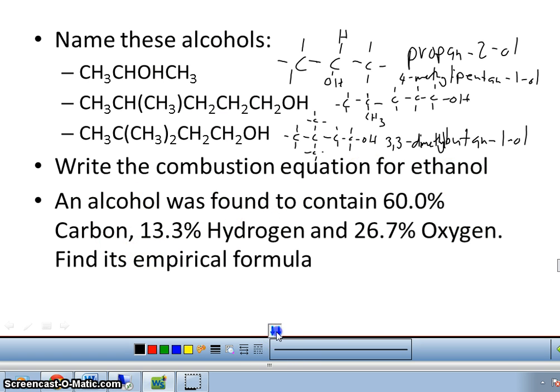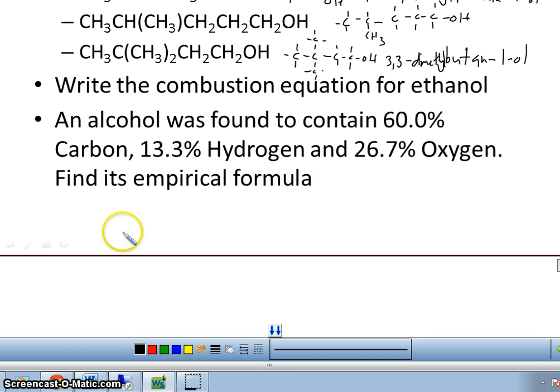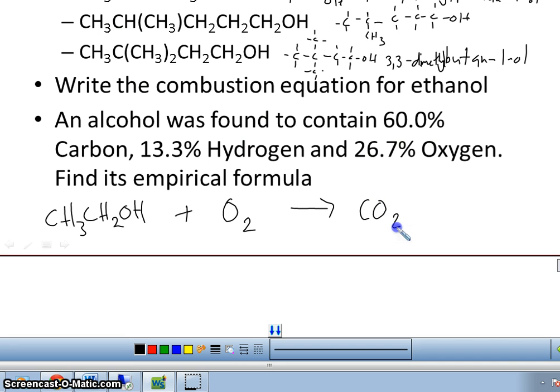Combustion equation for ethanol. Right, here we go. Let's get into some harder stuff. So first of all, what is ethanol? Ethanol is CH3CH2OH. So this plus something is going to make something else. Combustion equations you always assume are going to be complete combustion. So that is O2, and that will make carbon dioxide and water.